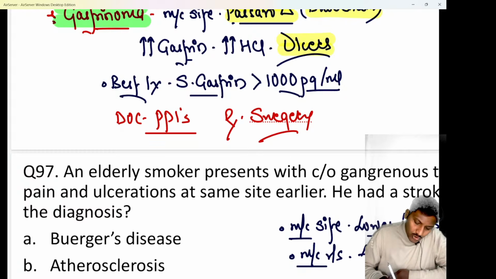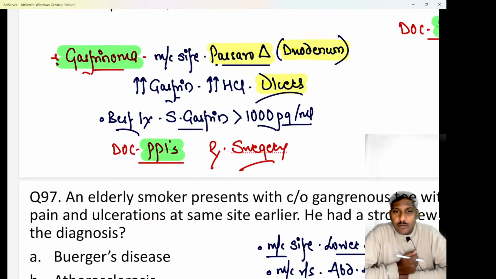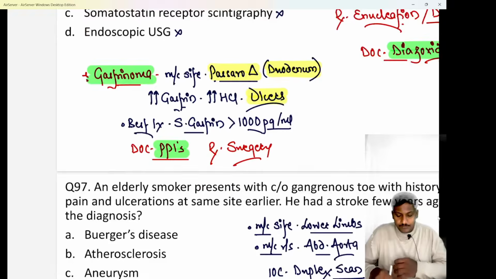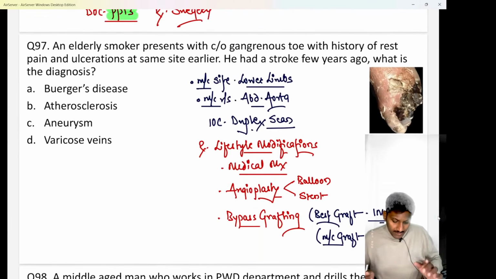Drug of choice for gastrinoma are PPI or proton pump inhibitors like prazoles. So PPIs or prazoles are the drug of choice for a gastrinoma, and treatment is a surgery. Okay. Next is question number 97.